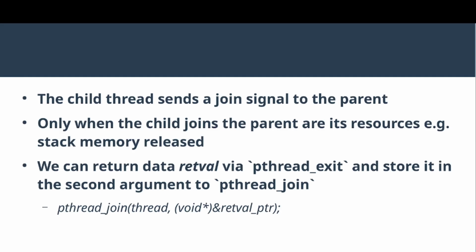So here we see in C what a pthread_join call would look like. We pass in as the first argument the thread ID of the thread that we want to join, or for which we want to await termination. And the second argument is a pointer in which the return value will be stored.